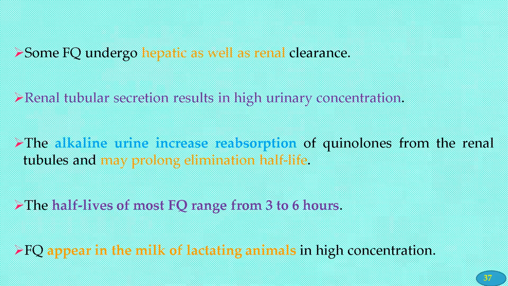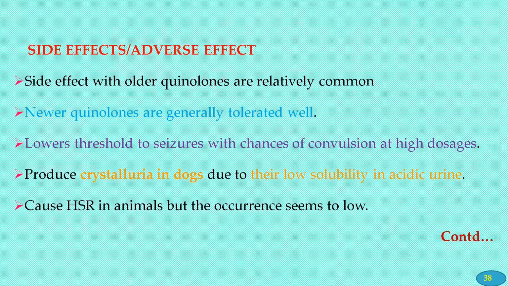Then side effects and adverse effects. The older quinolones have more adverse effects when compared to the newer ones. These reduce the threshold of seizures, meaning the patient becomes more and more sensitive to seizures or epilepsy, with chances of convulsions at very high doses. They also produce crystalluria in canines due to their low solubility in acidic urine. Most carnivores have acidic urine, and hence there is a chance that crystals are formed.